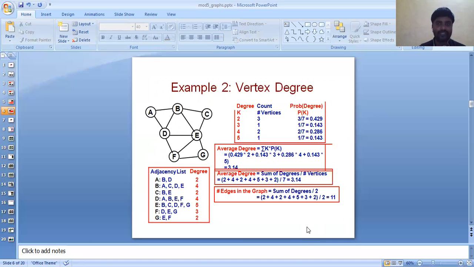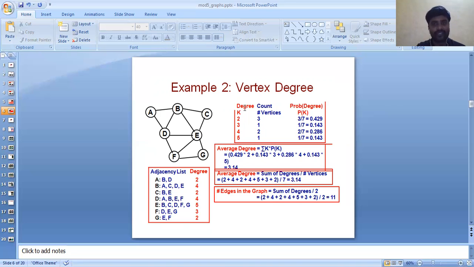So this is the second example of vertex degree. The graph is represented differently. The first thing to calculate is the degrees. Here is A. A is connected to B and D, so the number of nodes connected to A is 2. So the degree is 2. At the same time, B is connected to 4 nodes. C is connected to two nodes with links, D is connected to 4, E is connected to 5: 1, 2, 3, 4, 5. F is connected to 3, and G is connected to 2.